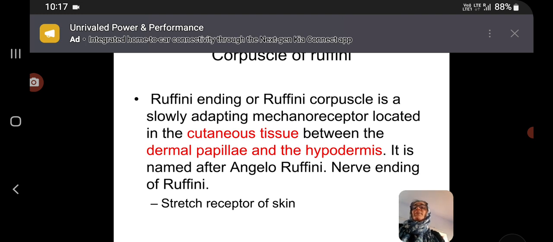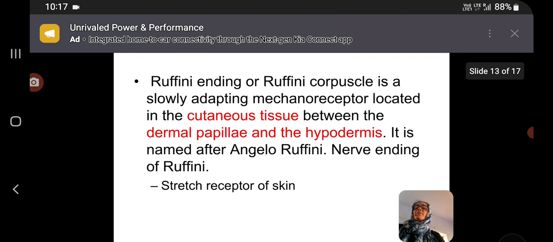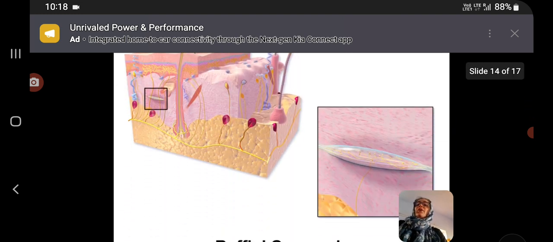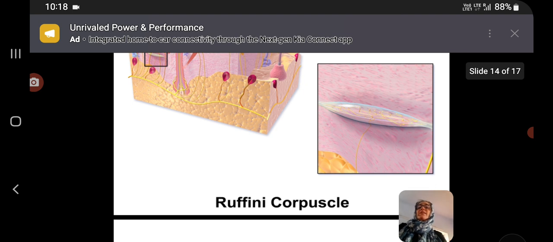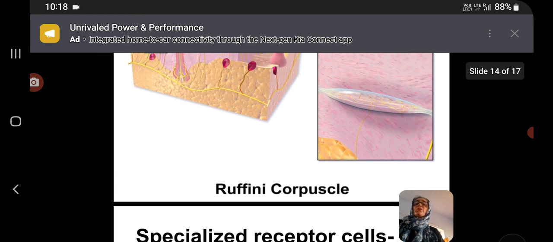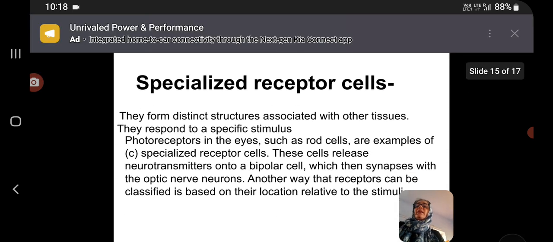Ruffini corpuscles are present in the cutaneous region of the tissue, the dermal papillae, and the hypodermis. They are responsible for the stretch receptors of the skin. Here you can see the Ruffini capsule. It is a bundle-like structure, and the nerve ending is present inside the bundle.